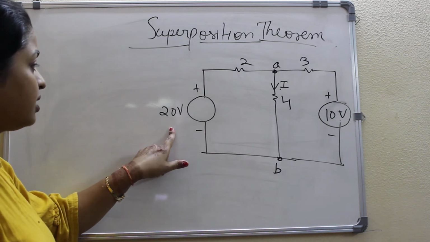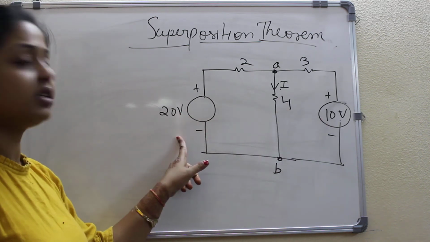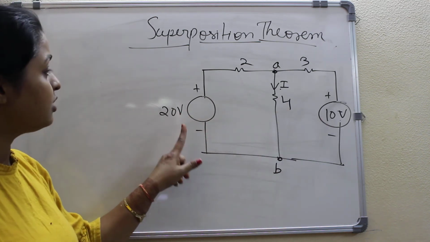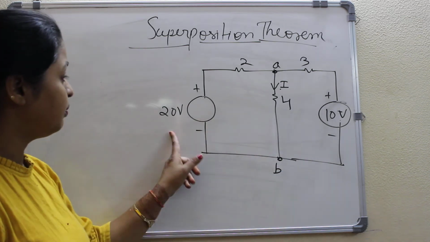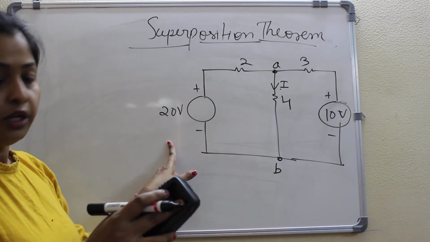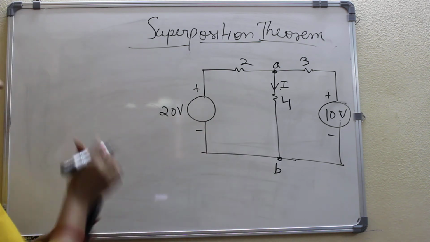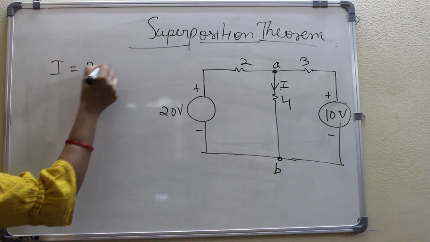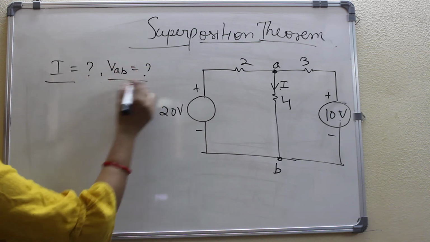So we must be very careful while selecting the energy sources. Here the energy sources are 20 volt and 10 volt, so we can see these 2 energy sources are ideal energy sources because no internal resistance is given with 20 volt as well as with 10 volt. So both the energy sources are independent ideal energy sources. So at a time only a single energy source will work. I mean, if we need to find out I or VAB, we have to apply the superposition theorem.